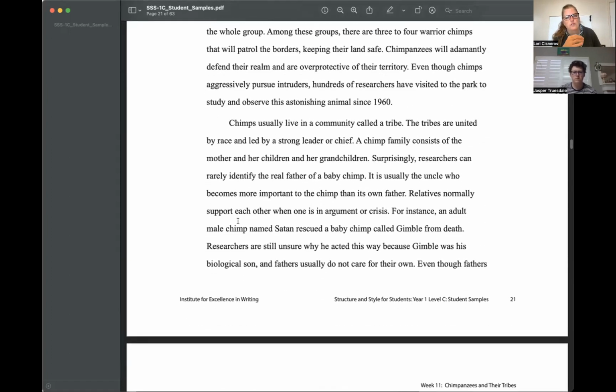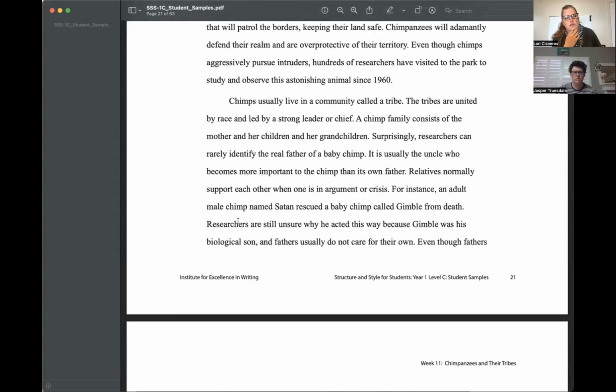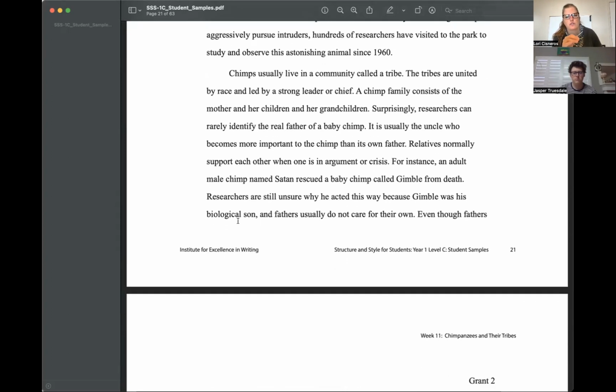And then moving into, chimps usually live in a community called a tribe. These tribes are united by race. So this is going to talk about their leadership, and led by a strong leader or chief. A chimp family consists of the mother and her children and her grandchildren. Surprisingly, researchers can rarely identify the real father of a baby chimp. It is usually the uncle who becomes more important to the chimp than its own father. Relatives normally support each other when one is in argument or crisis.